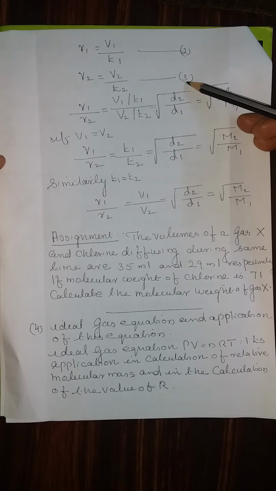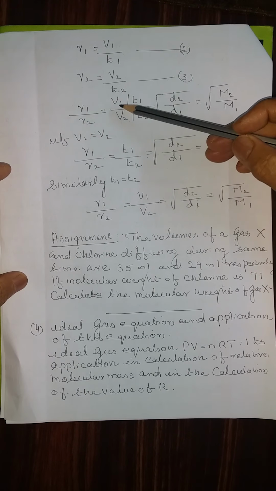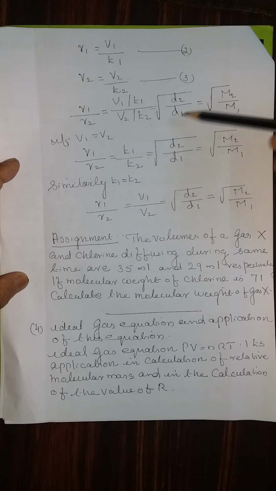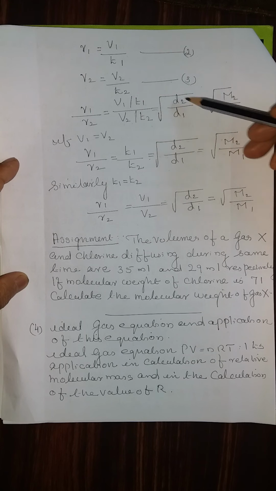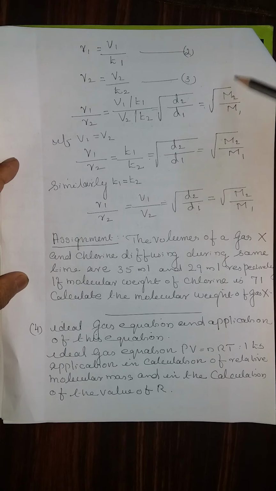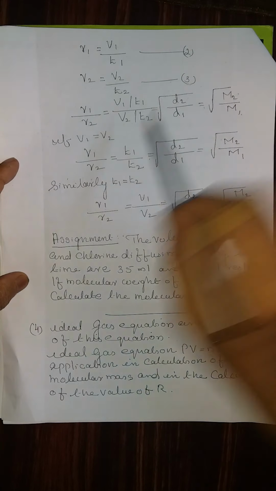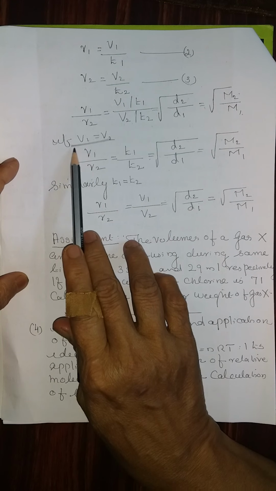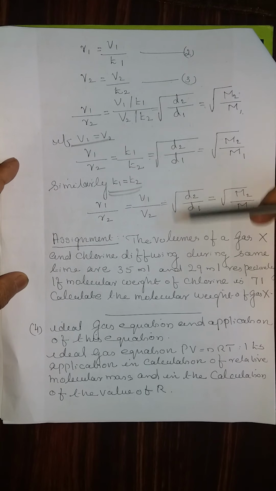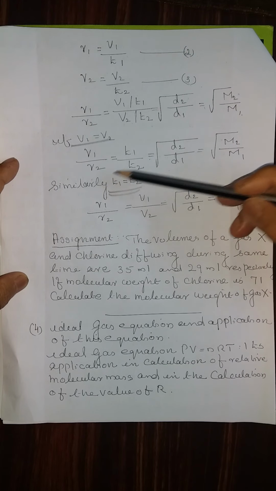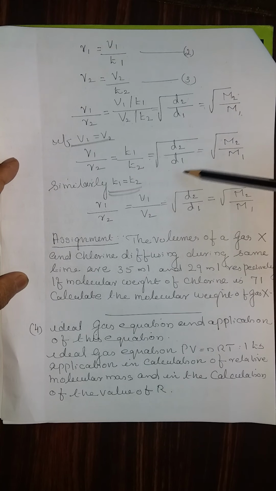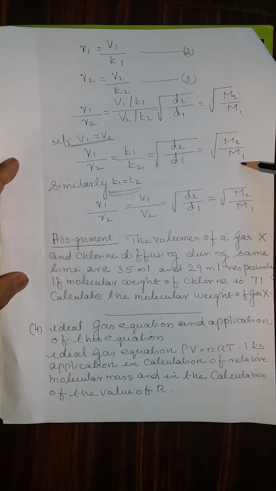Combining equations 2 and 3, we can write R1 by R2 is equal to V1 by T1 over V2 by T2, which is also equal to the root of D2 by D1, which is also equal to the root of M2 by M1. If V1 is equal to V2, we are putting a condition, and if T1 is equal to T2, under this condition we can modify the equation. R1 by R2 is equal to T2 by T1, which is equal to the root of D2 by D1, which is also equal to the root of M2 by M1.